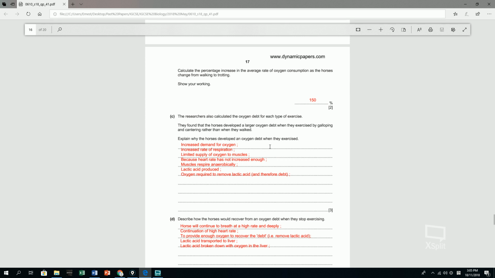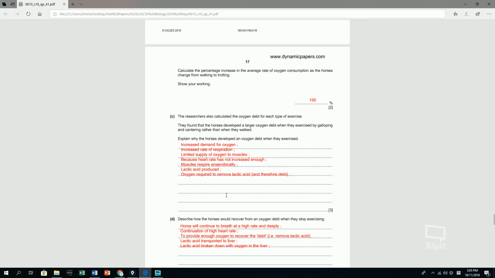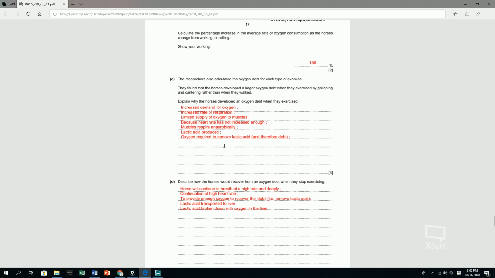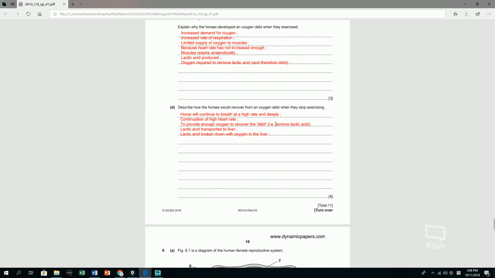So this is called an oxygen debt, because you need oxygen in order to remove the lactic acid, and lactic acid is toxic to the body. So in the absence of oxygen, the muscles can respire, of course. It's just that they produce lactic acid, and we need to obtain extra oxygen after exercise in order to remove it. So we're in debt of oxygen, basically. All the horses are in this case. So describe how the horses would recover from an oxygen debt when they stop exercising.